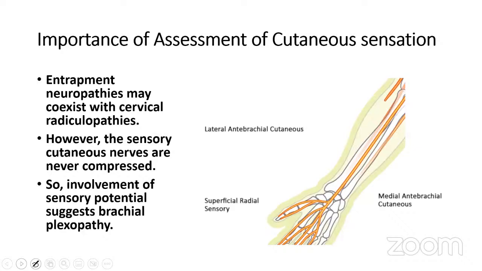And the importance of cutaneous sensation is why we should assess it. The medial antebrachial cutaneous nerve supplies the medial forearm; if this is involved, it is no longer a median or ulnar nerve problem. Entrapment neuropathies may coexist with cervical radiculopathies. The sensory cutaneous nerves are never compressed, so involvement of sensory potentials suggests brachial plexopathy rather than neuropathy.